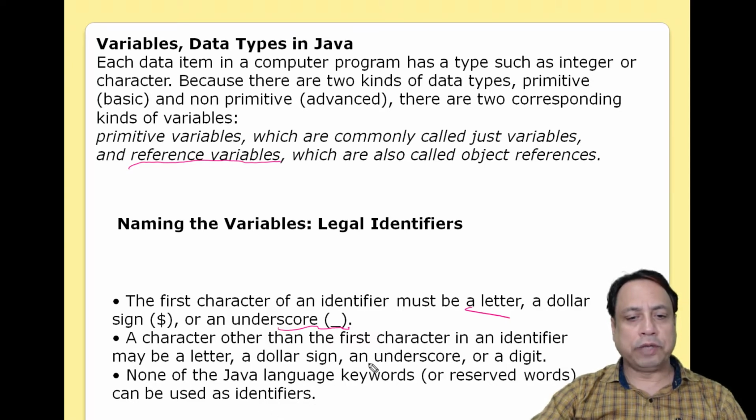That means all the keywords in the Java language, which are reserved words like if, for, while, cannot be used as an identifier. Why are we calling them identifiers? An identifier can be a variable, the name of a function, or the name of a constant. Here we are talking about the identifiers which are used as variables.